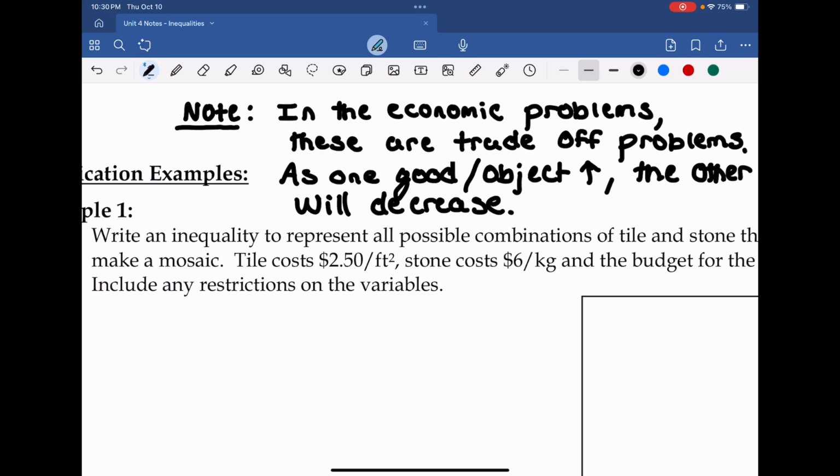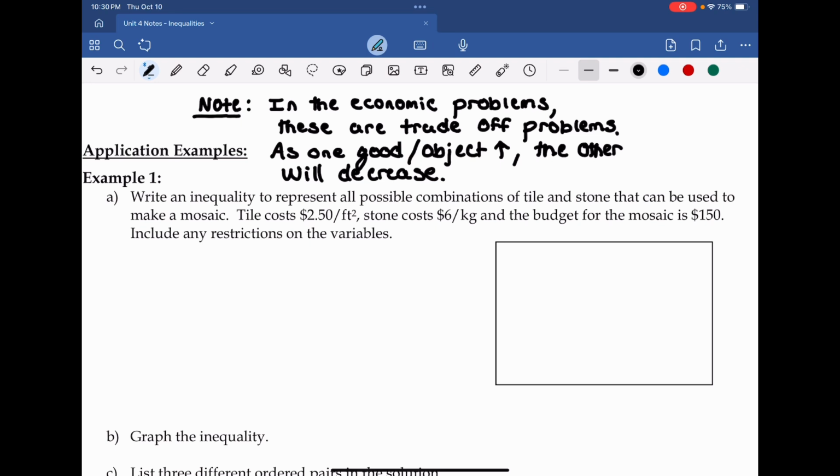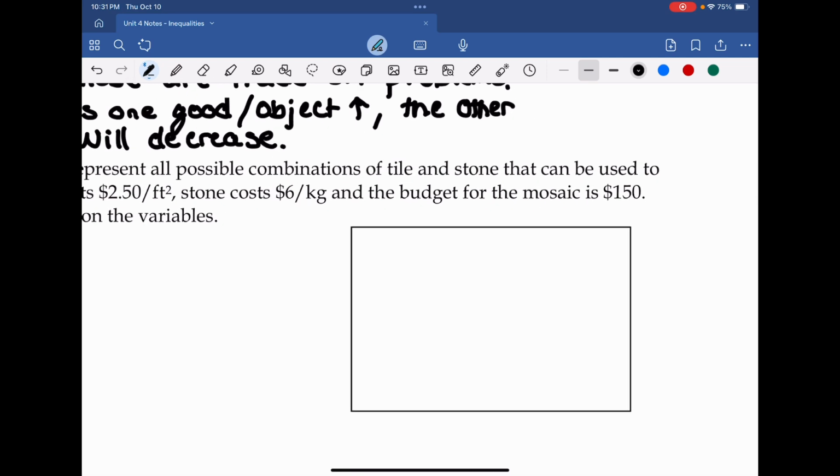Now, all of these next examples are actually going to be very formulaic in terms of their approach. First and foremost, let's go look at example 1 and see what this formulation will look like when we put it all together. So write an inequality to represent all possible combinations of tile and stone that can be used to make a mosaic, where the tile costs $2.50 per square foot and the stone costs $6 per kilogram, and the budget for the overall mosaic is $150. Now, when they say the budget like this, they're essentially telling you the maximum that they could spend would be this. So this is the maximum budget, if we want to use that terminology. Okay, if we have a maximum budget, this helps define the constraint in the problem.